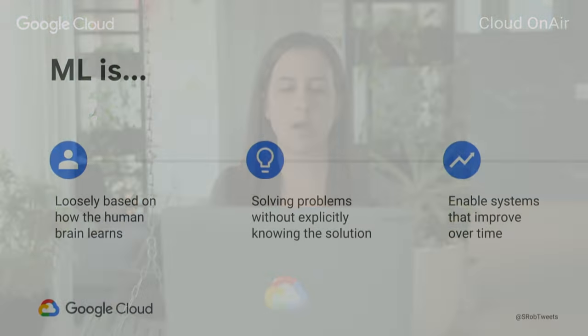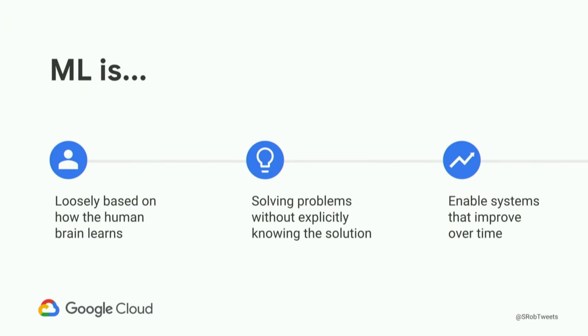So at a high level, machine learning is loosely based on how the human brain learns. Instead of biological neurons, we have mathematical neurons that mimic these neurons in our brain. With machine learning, we can solve problems without exactly knowing what the solution might be. And finally, machine learning enables systems that improve over time as they're given more and more data.